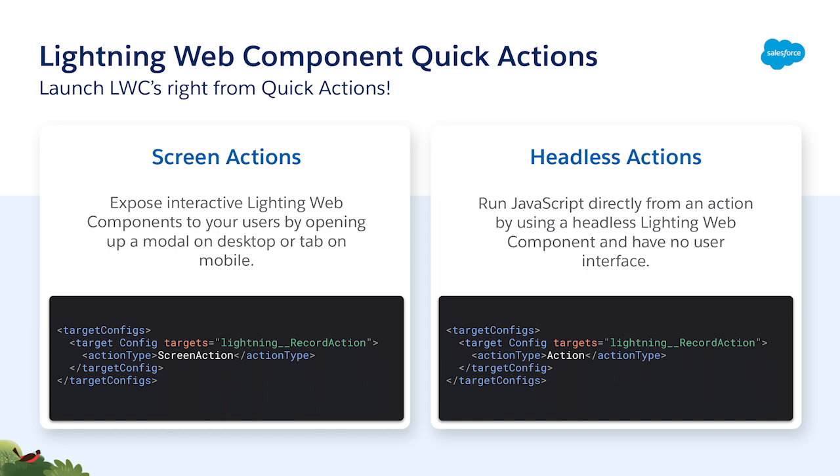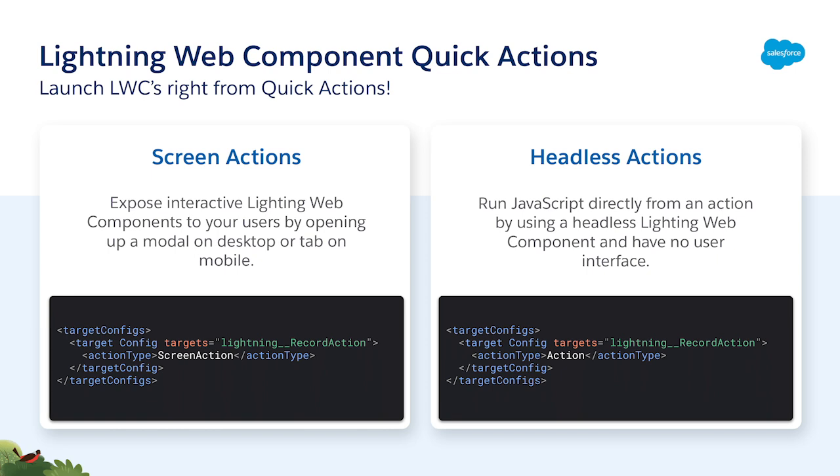While Screen Actions are a huge step forward for LWCs, I'm incredibly excited for Headless Actions. They allow you to run JavaScript directly from the click of a button on a record. This must sound very familiar to some of our developers who started out in Classic. You can create a headless Lightning Web component and expose it to the action by setting the target as Lightning Record Action, with an action type of Action.